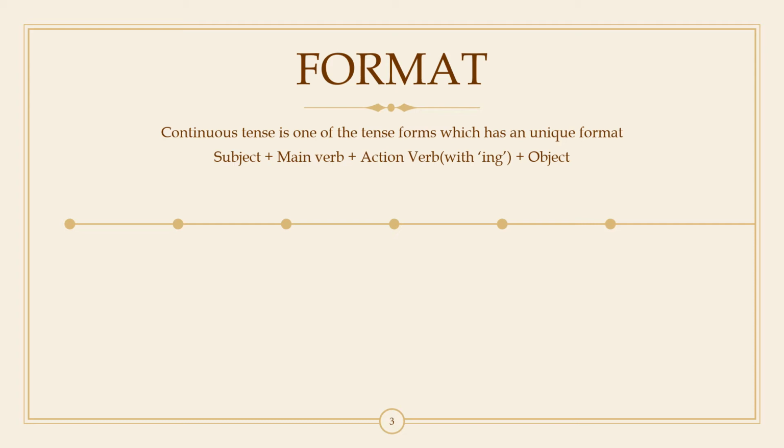Now there are other main verbs. You have the do verbs, you have the have verbs, you have the modal auxiliaries like should, can, shall, and may, right? So these are all main verbs. Now you know the difference between a main verb and an action verb.